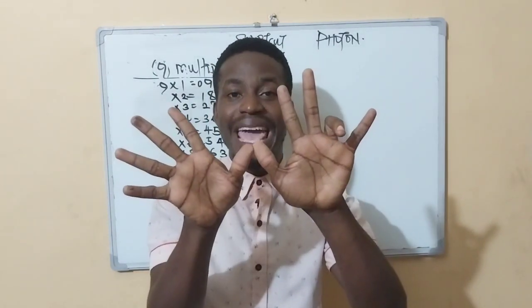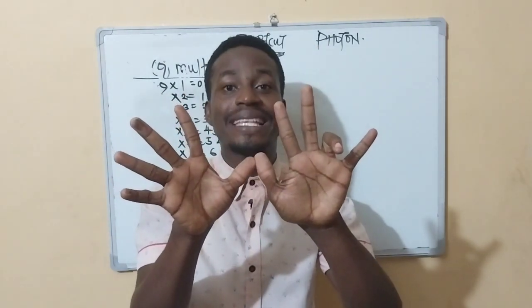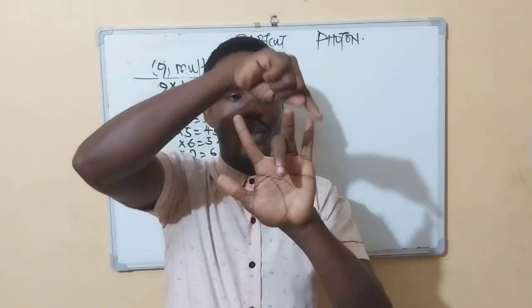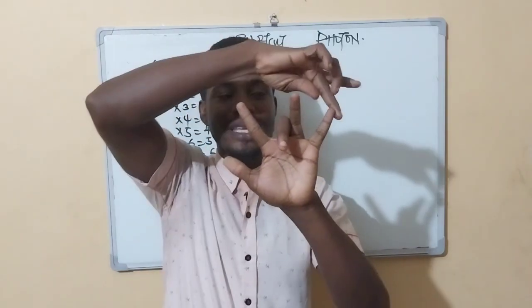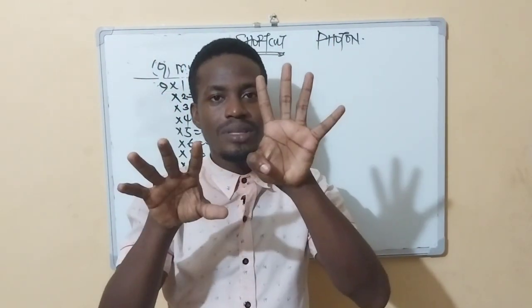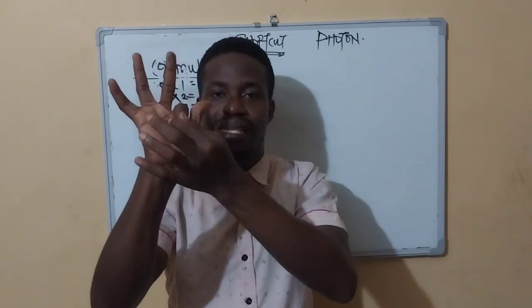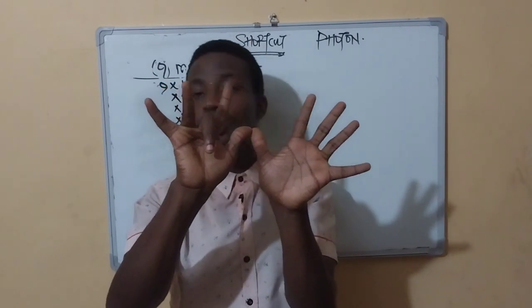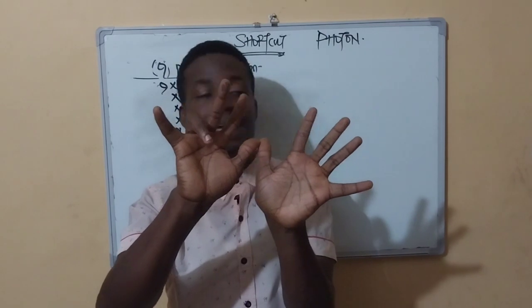So we go 1, 2. You bring it down. You have 1 finger here, and you have 8 on the other side. 1 and 8 gives us 18, the next value. 9 times 3 is 27. 1, 2, 3. You bring it down. 1 and 2, and on the other side, 7. 27. The same way, 9 times 4, 1, 2, 3, 4, 36. 9 times 5, 1, 2, 3, 4, 5, 45. 9 times 6, this is the 6th finger, 54. 9 times 7, 63. 9 times 8, 72. 9 times 9, 81.